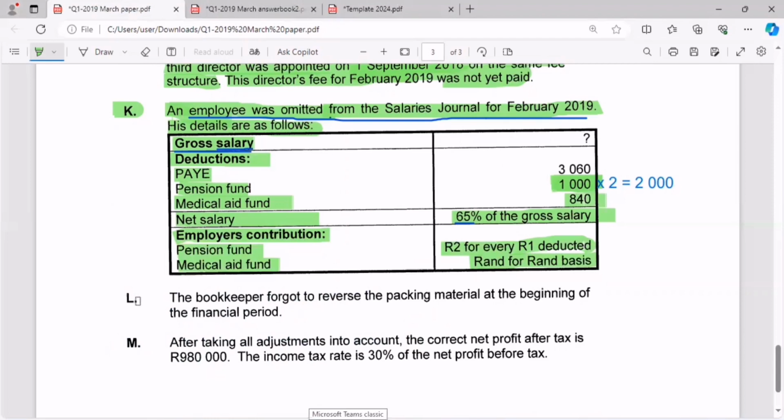Then additional information L. The bookkeeper forgot to reverse the packing material at the beginning of the financial period. So there is a packing material that is given in the trial balance. So in the trial balance, we are given the packing material at the beginning of the year.